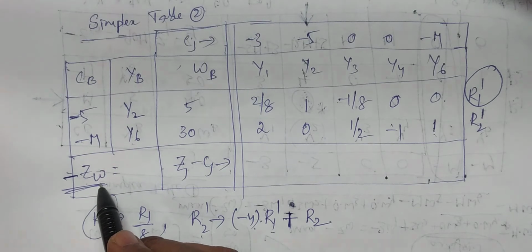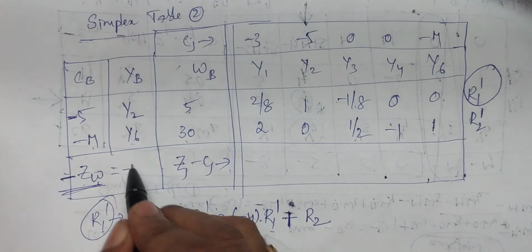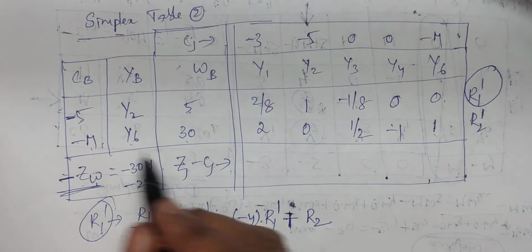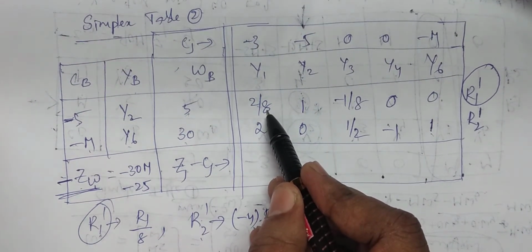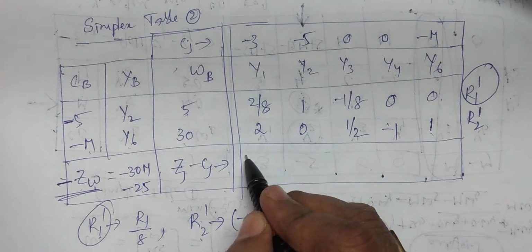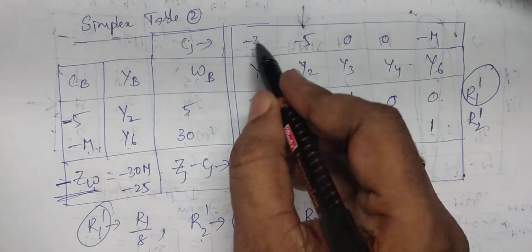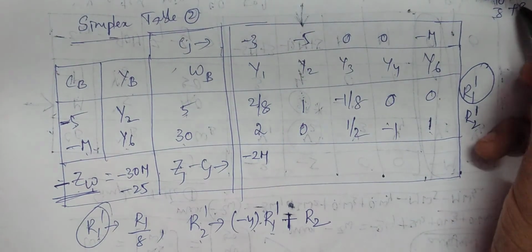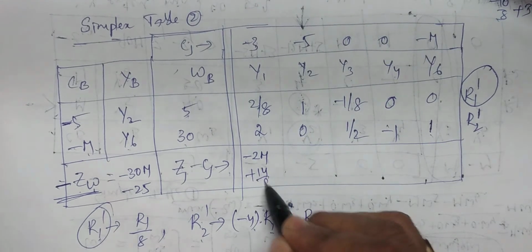Now you calculate z values, minus z omega. Minus z omega is minus 5 into 5, minus 25, minus m into 30, minus 30m, minus 25. This is the value here. And secondly, minus 5 into minus 2 by 8, that is minus 10 by 8, minus 2m. You see here, I write the values clearly. M coefficient is minus 2m. Minus 5, 10 by 8, minus of minus plus 3. Minus 10 by 8 plus 3. This is nothing but 8 3s are 24. So hence it is plus 14 by 8. Whatever it is, leave it.